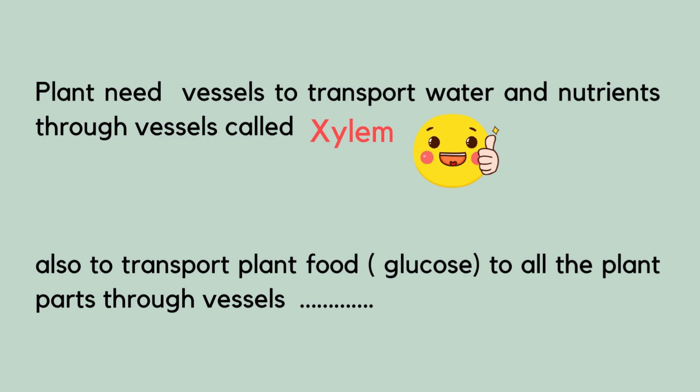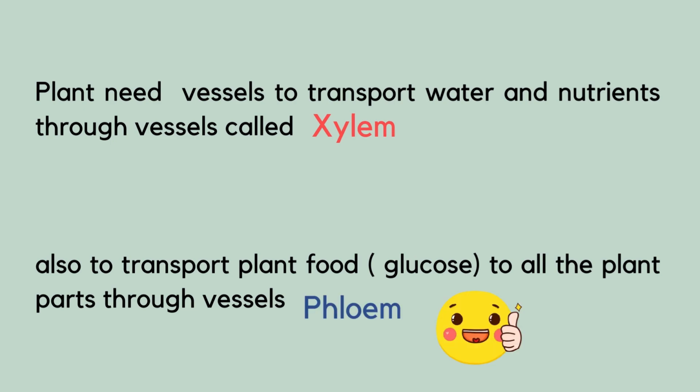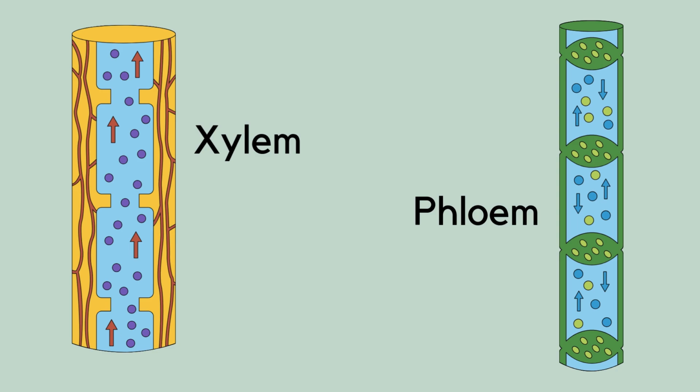And also, the plant needs to transport food, which is glucose, okay, to all the parts of the plant. So this will happen through vessels called what? Yes, phloem, that we studied before. So here, the plant has vessels to transport water, nutrients, and food through them, which are xylem and phloem.